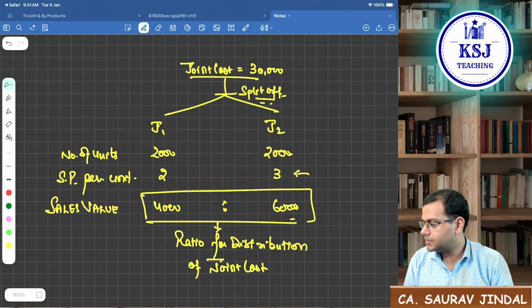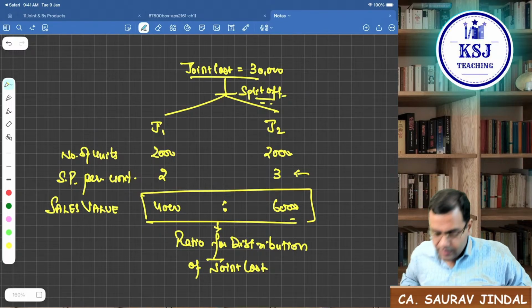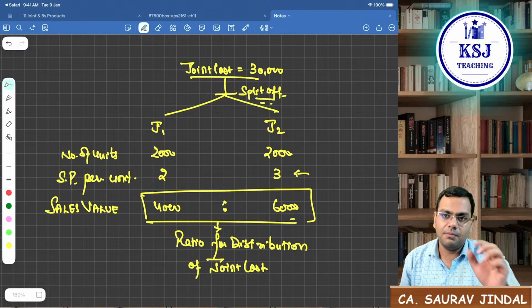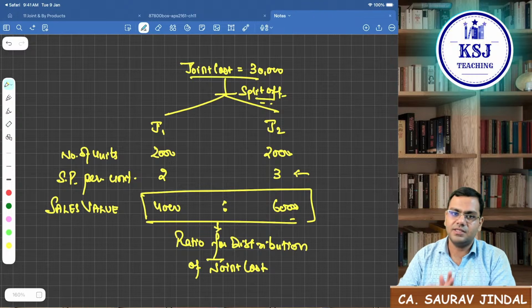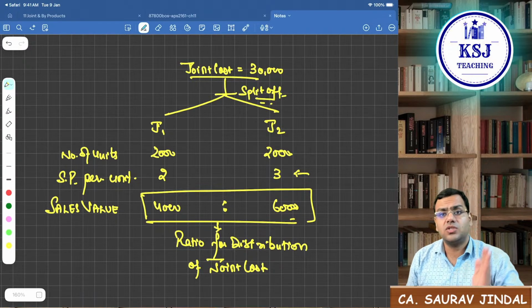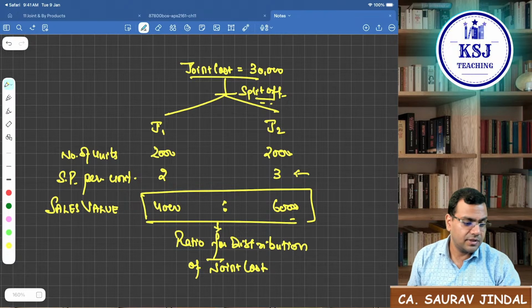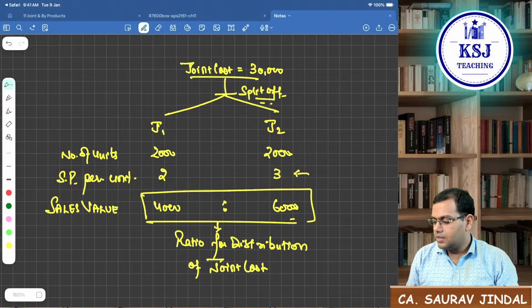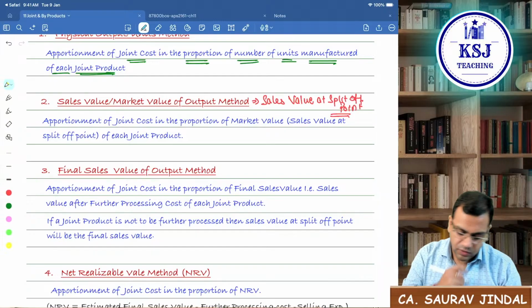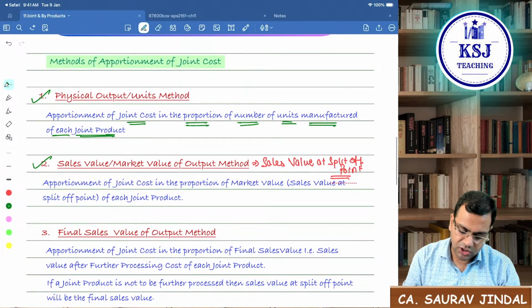Clear with this? Okay. I'll try to cover all the minute details which can be there in the question also. I'll try to cover all the things in the concept itself, so that when you are solving the question, you feel confident. That's what the motive here is. Now coming to the next method, if you have any doubt, please let me know. You can just drop it in the chat.